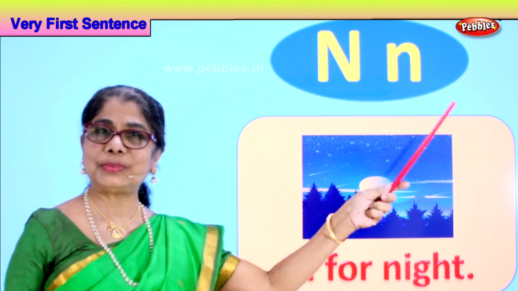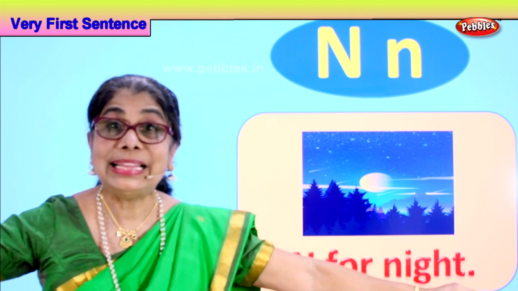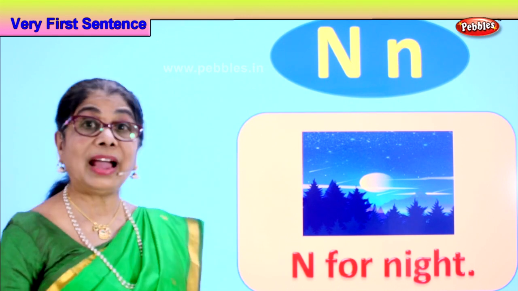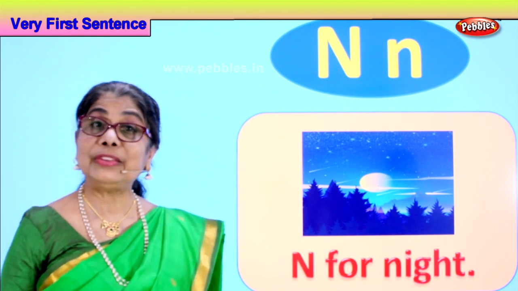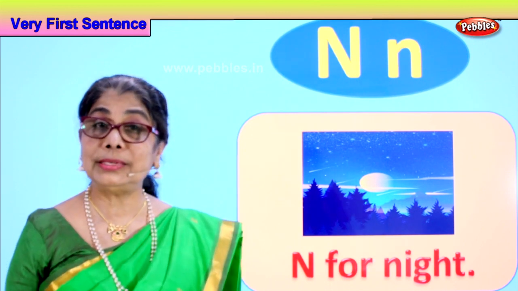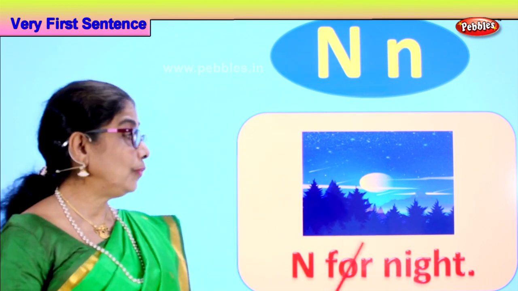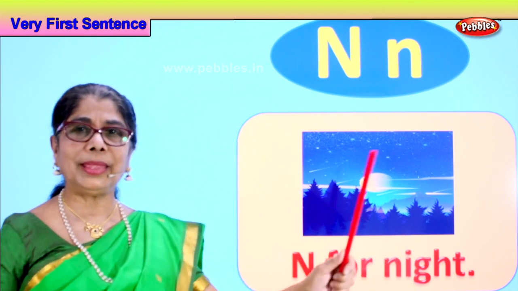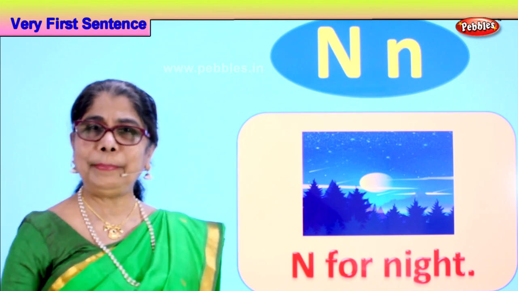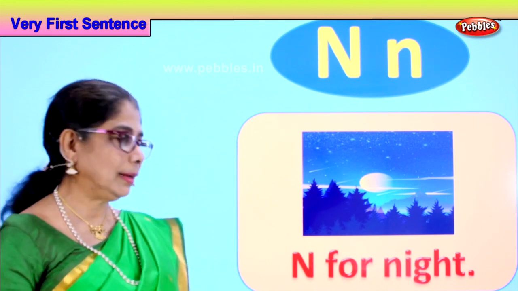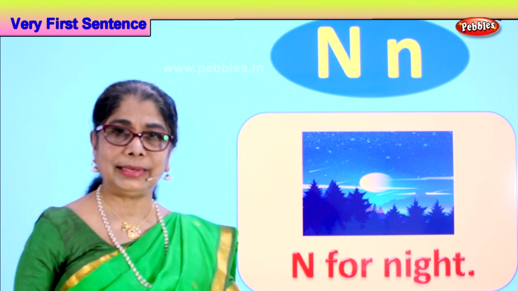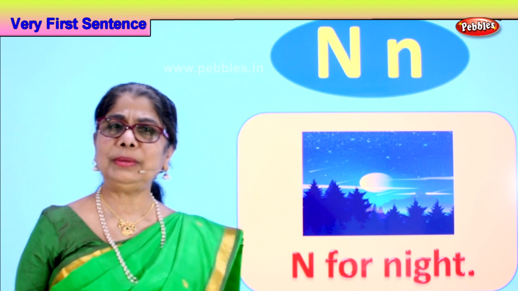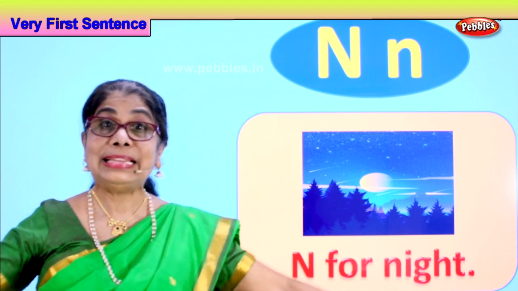Capital letter N, small letter n. And the sound is What picture is this? It's a picture of night. In the night, if you look out from your garden, from your terrace, you'll find everything looks almost dark blue. The moon shining up there, clouds passing by. Night, it's a picture of the night. Read. N for night. Read it again. N for night. Now, what is the sound of letter N?